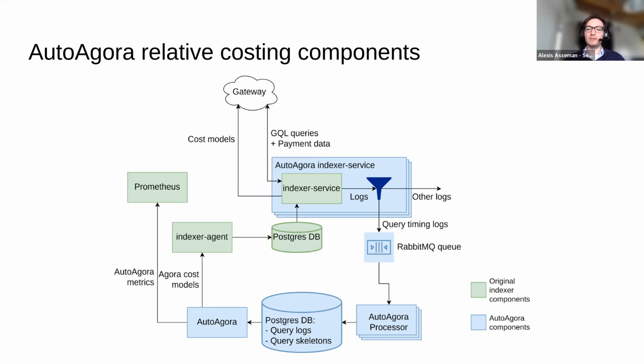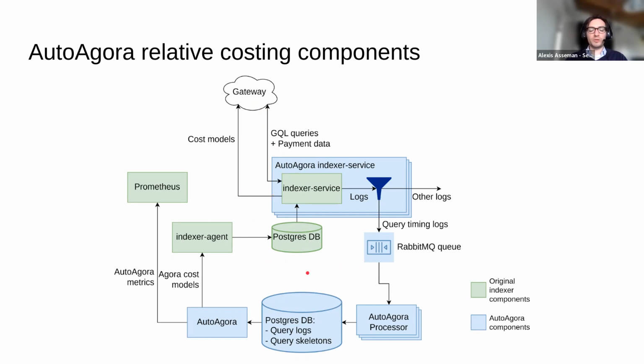I'm going to come back to what that means. It's pretty much a log of all the queries you've served with their execution latencies. And AutoAgora then runs statistics from that database to determine which are the most frequent queries, and builds and updates the Agora cost models automatically. Those cost models are pushed to the indexer agent, just as the indexer CLI would do. And the indexer agent then takes care of pushing that to the database that the indexer service uses. And then the indexer service serves those AutoAgora generated cost models continuously to the gateway.